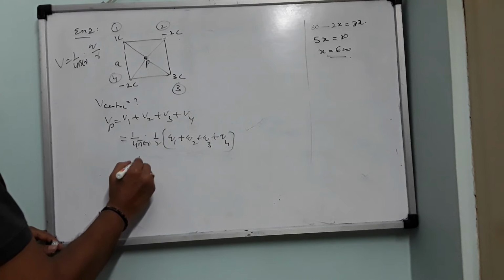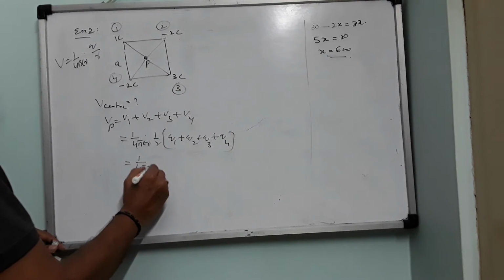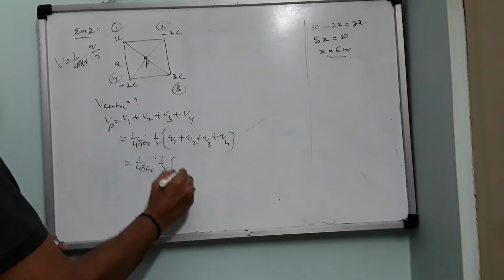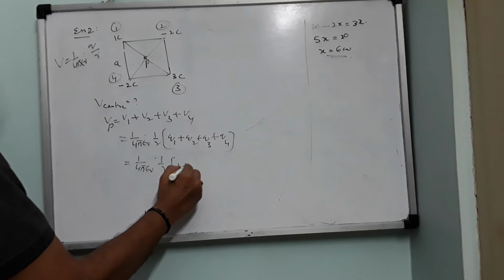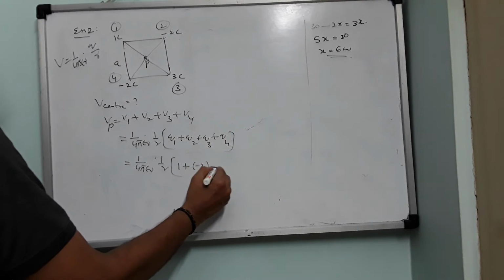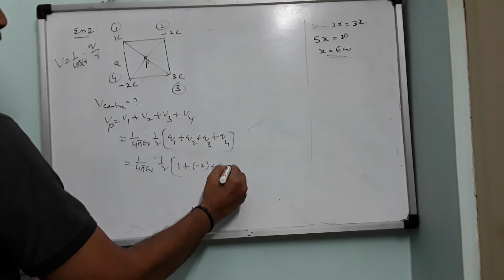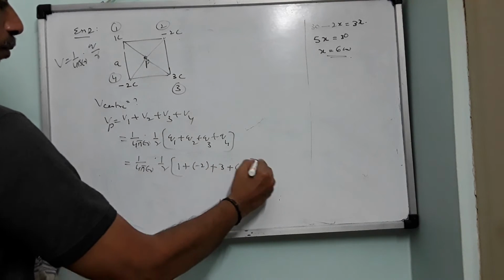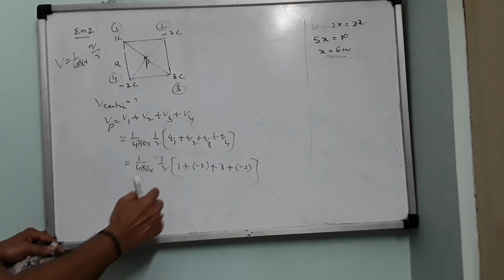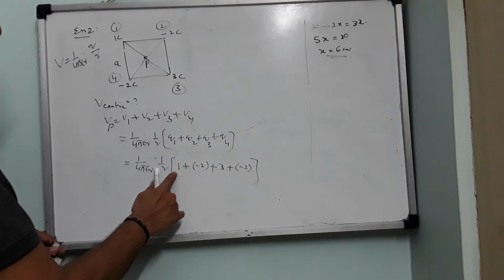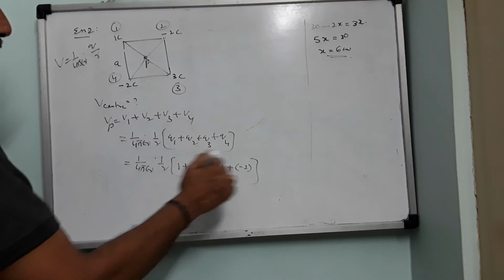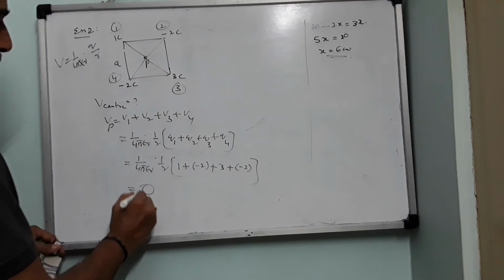So this is 1 by 4 pi epsilon 0 into 1 by r into Q1, 1 coulomb, plus Q2, minus 2 coulomb, plus Q3, 3 coulomb, plus Q4, minus 2 coulomb. Now add: 1 plus 3 is 4, minus 2 minus 2 is 4, 4 minus 4 is 0. So I will get 0.